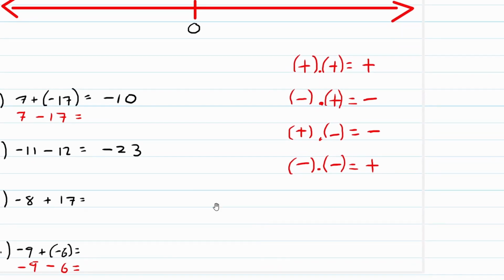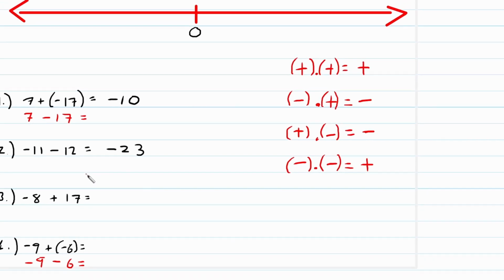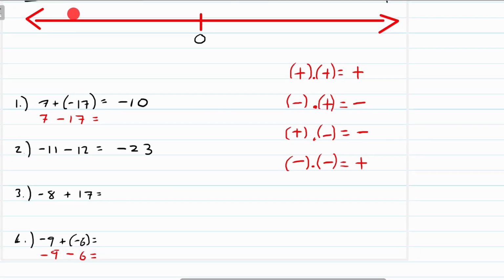Okay, then let's look at example 3. So here, we've got negative 8, in other words, we start at negative 8, but we add 17, in other words, we're moving to the right. So from negative 8, you add 17 units, and if you do the calculation, it will be plus 9.